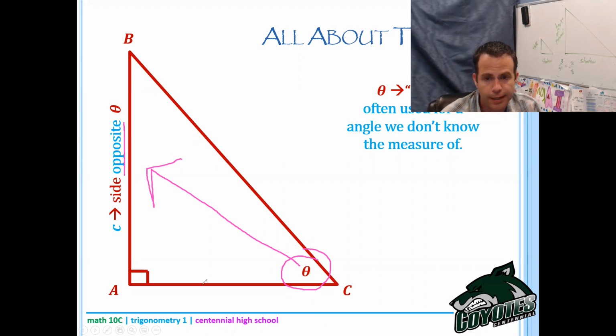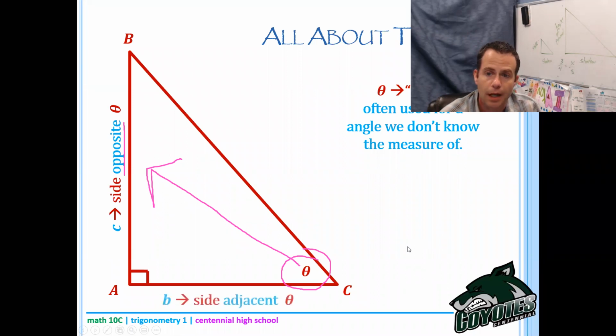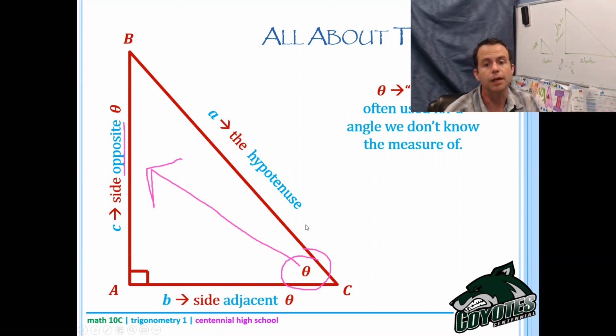We've already talked about that. And then this guy is called the adjacent. Okay. Adjacent means the side touching. So we can call this guy C because he's opposite C, and we can call him the opposite because he's opposite theta. We can call this guy B because he's opposite angle B, or we could call him the adjacent because he's adjacent to theta. And then this guy we can call A because he's opposite angle A, or we call him the hypotenuse because he's opposite the 90-degree angle.